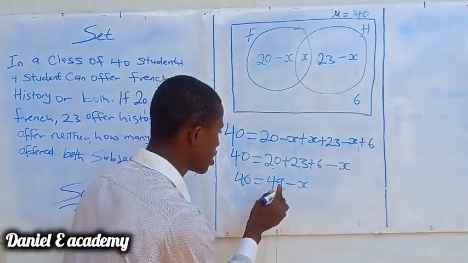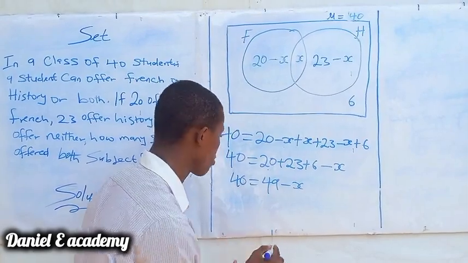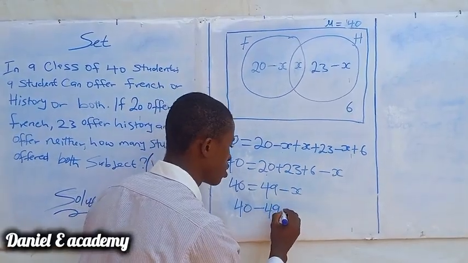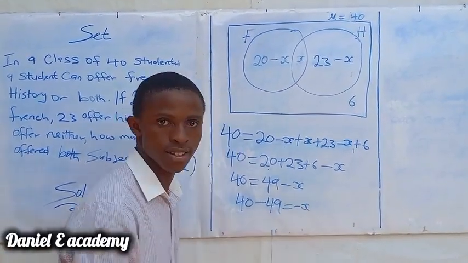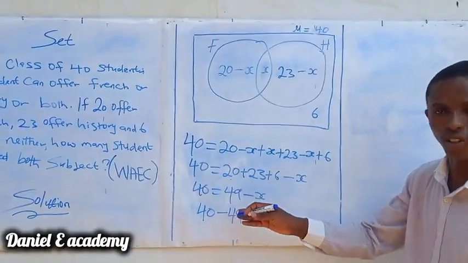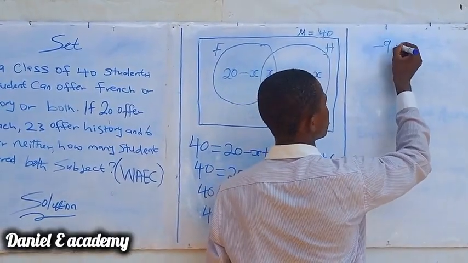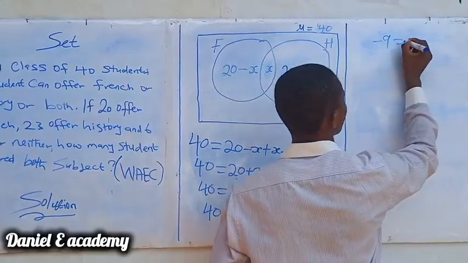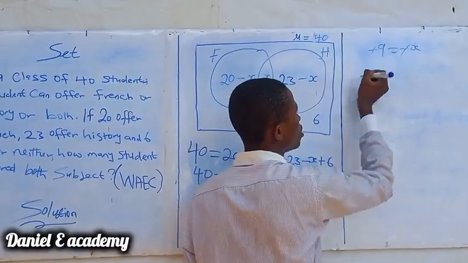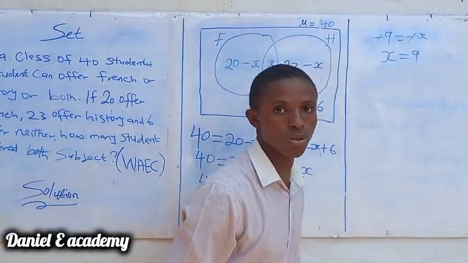So now we will collect like terms. That means number with number, then x will remain alone. So 40 minus 49 equals minus x. And so we will solve that. 40 minus 49 will give us minus 9, which is equal to minus x. So now this minus will cancel this minus. Our x will be equal to 9.